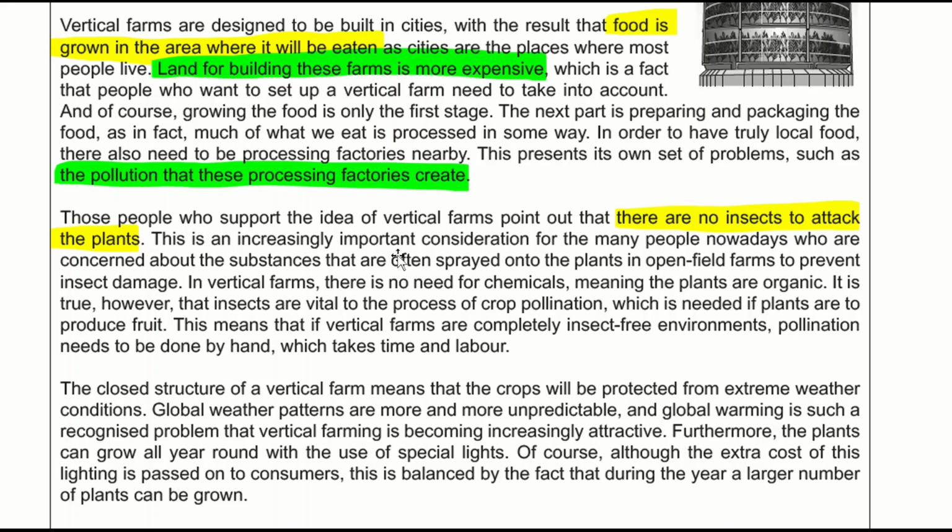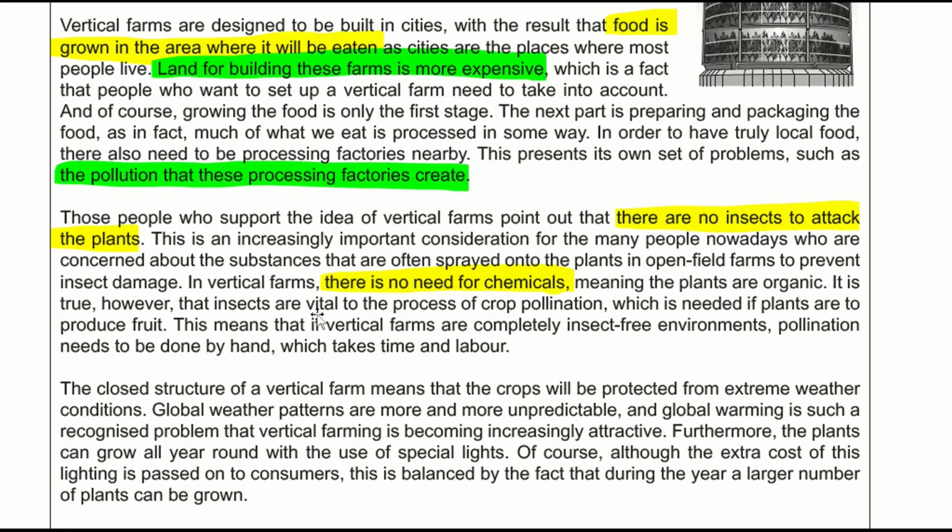This is an increasingly important consideration for many people nowadays who are concerned about the substances that are often sprayed onto the plants in open field farms to prevent insect damage. In vertical farms, there is no need for chemicals, meaning the plants are organic. So there is no need for chemicals. That sounds like another advantage because most people do not like the idea of chemicals being sprayed on their food.